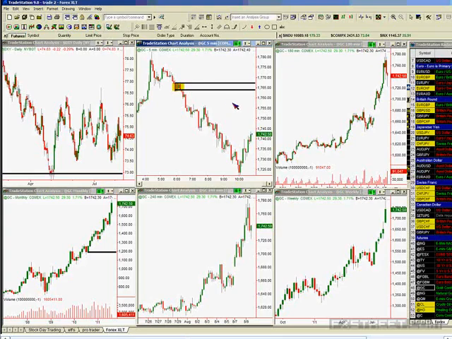But I would look to short it up at that level. Demand levels for gold are quite a bit lower. Quality demand levels, that is. Fresh levels, you're probably not looking till the origin of the gap, right around 1665. That's about 100 points lower.